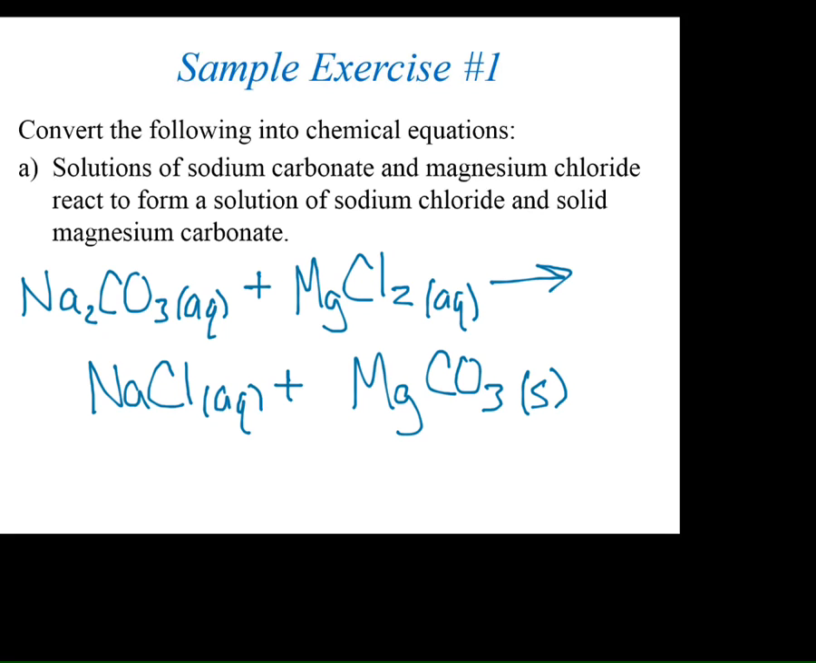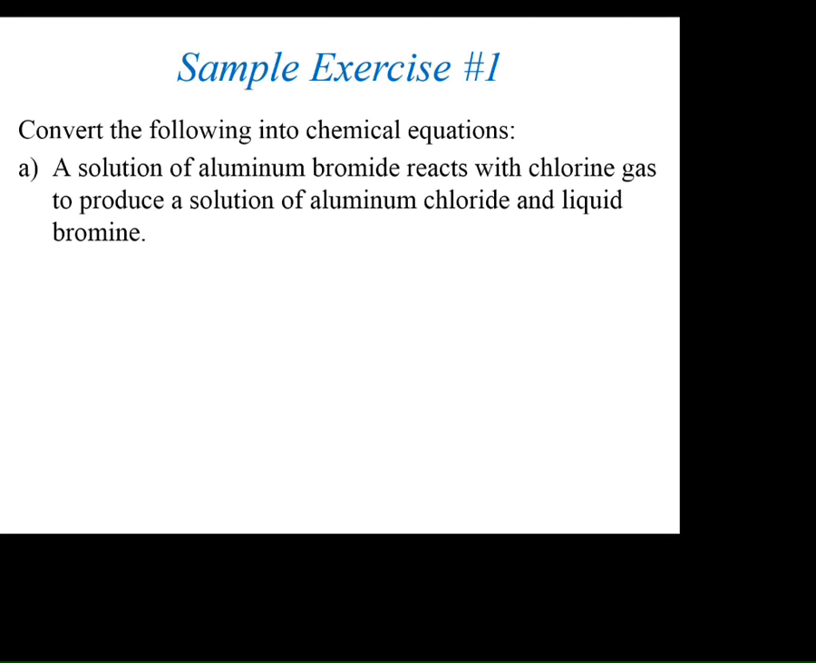Okay, let's try the next one together. A solution of aluminum bromide reacts with chlorine gas to produce a solution of aluminum chloride and liquid bromine. Okay, aluminum bromide. So find aluminum, find bromine, put them together. What would the formula have to be for aluminum bromide? AlBr3. Right, aluminum's 3 plus, bromine is 1 minus, so we need 3 of those.